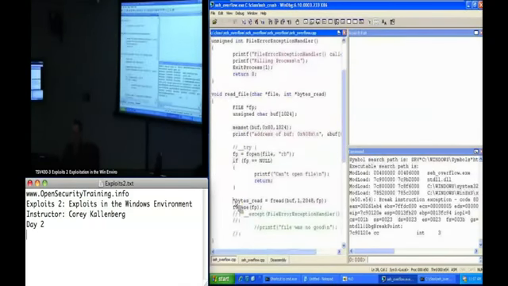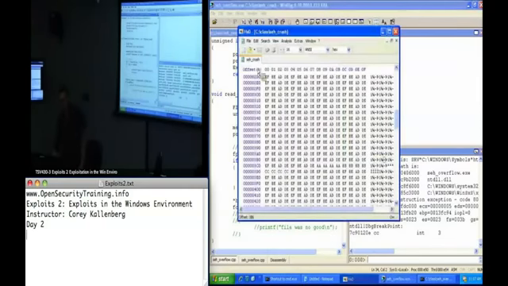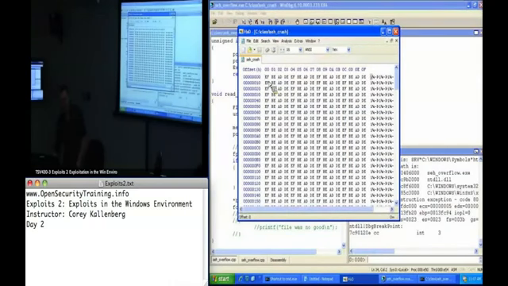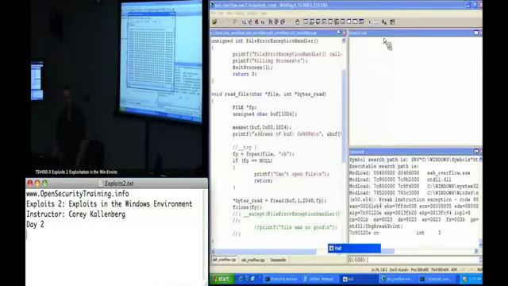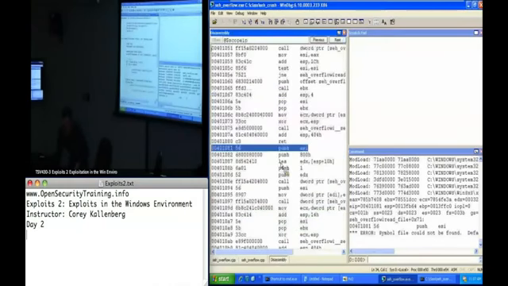First thing I'm going to do is set a breakpoint on my call to fread. That way I can see what the address of my buffer is, because I know the address of my buffer is going to represent offset 0 in my file, because it starts reading in the beginning of the file and putting it in the beginning of the buffer. So I want to know what that address is. So I'm just going to do a run to cursor to get there.